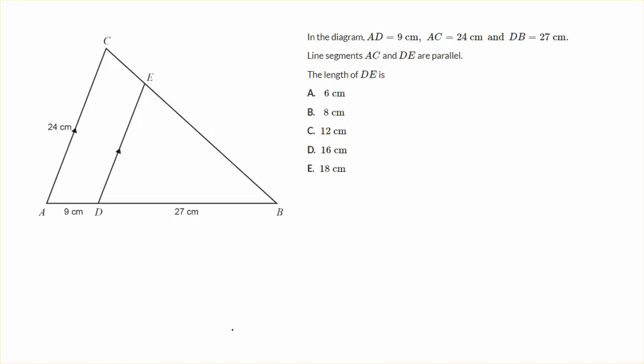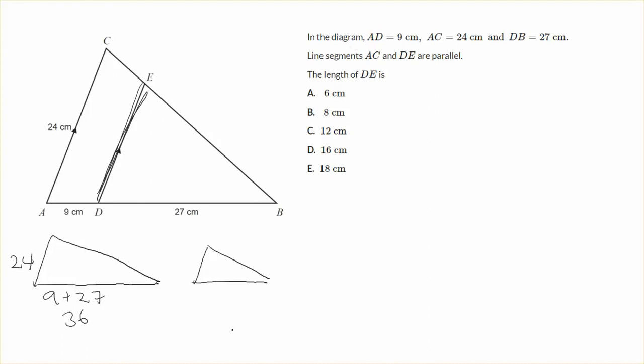This is another scale factor. I've just put the two triangles one inside the other, so I might draw them separately. This is my large one. So this is 24, and this is 9 plus 27, so 36. In the question, I want to find the length DE. So that's there, that's my littler triangle. This length is 27. That's what I want to find out.